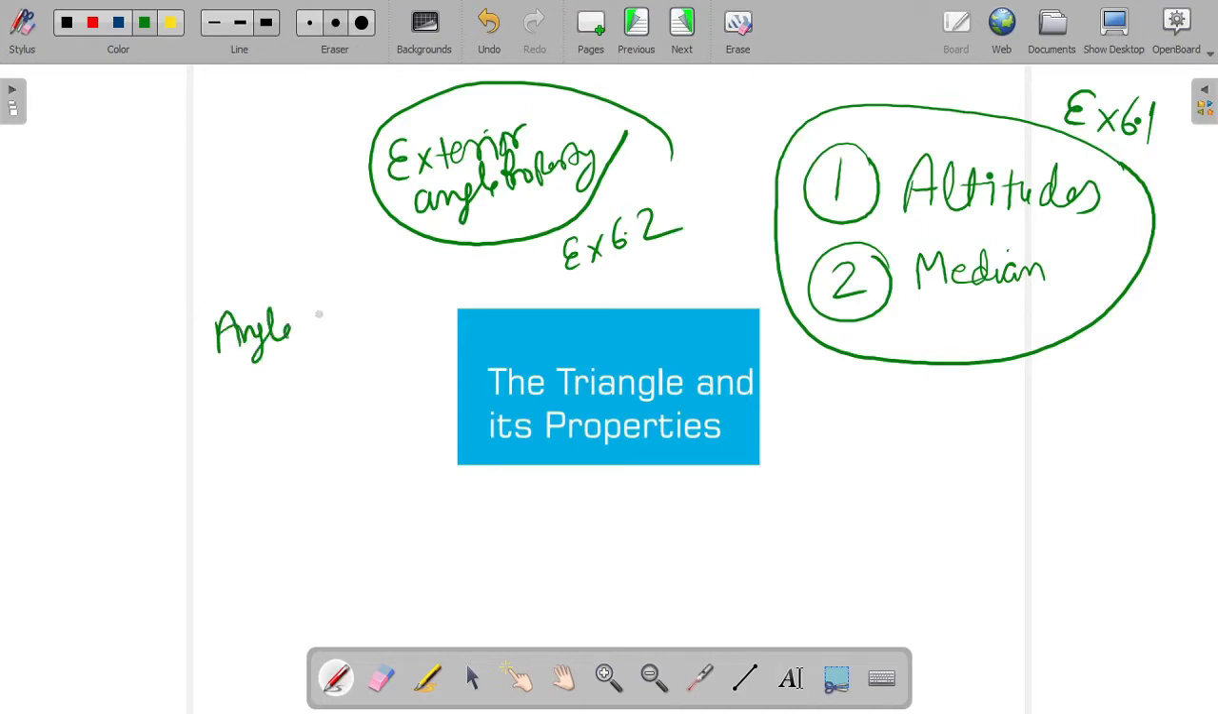As we know, the sum of three angles of a triangle is always 180. It is called angle sum property. That is in exercise 6.3. So we are discussing three exercises only. Then after 6.4 and 6.5 also. So what we are taking today, these three exercises only.